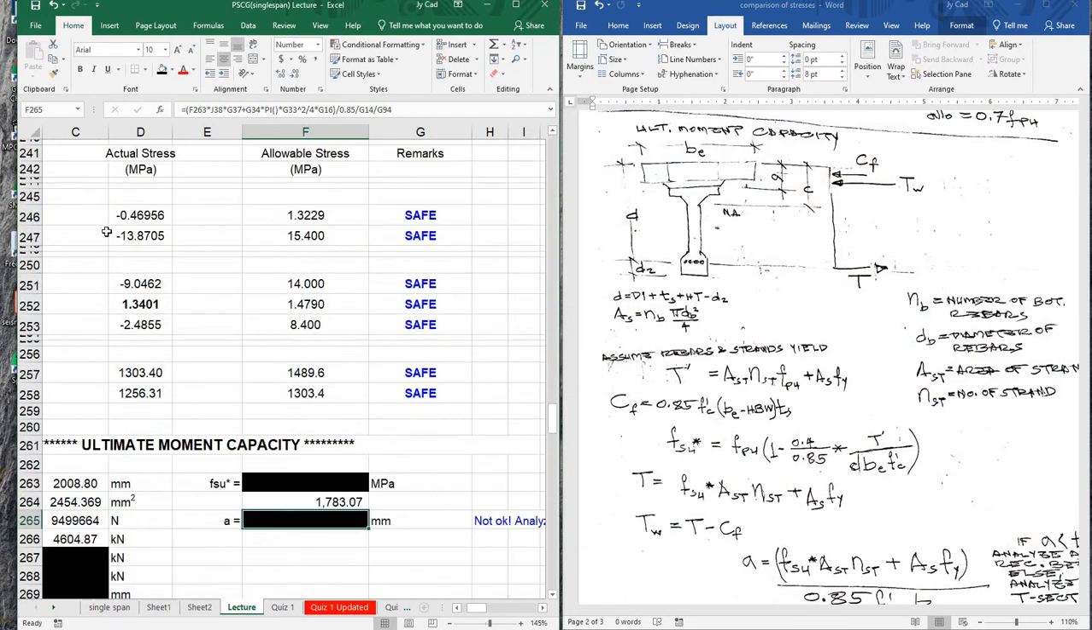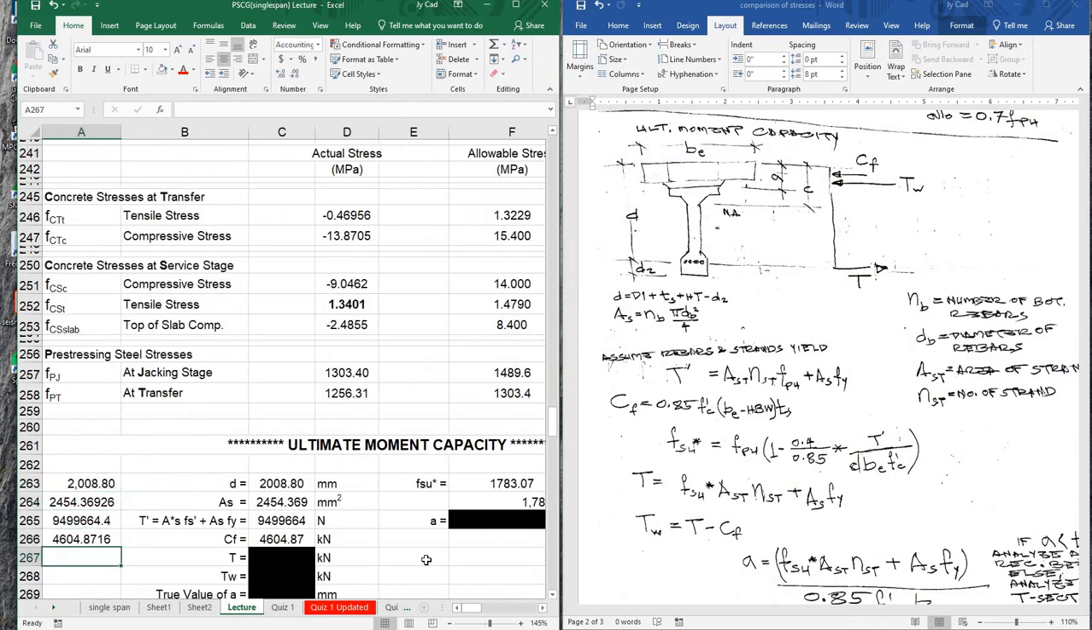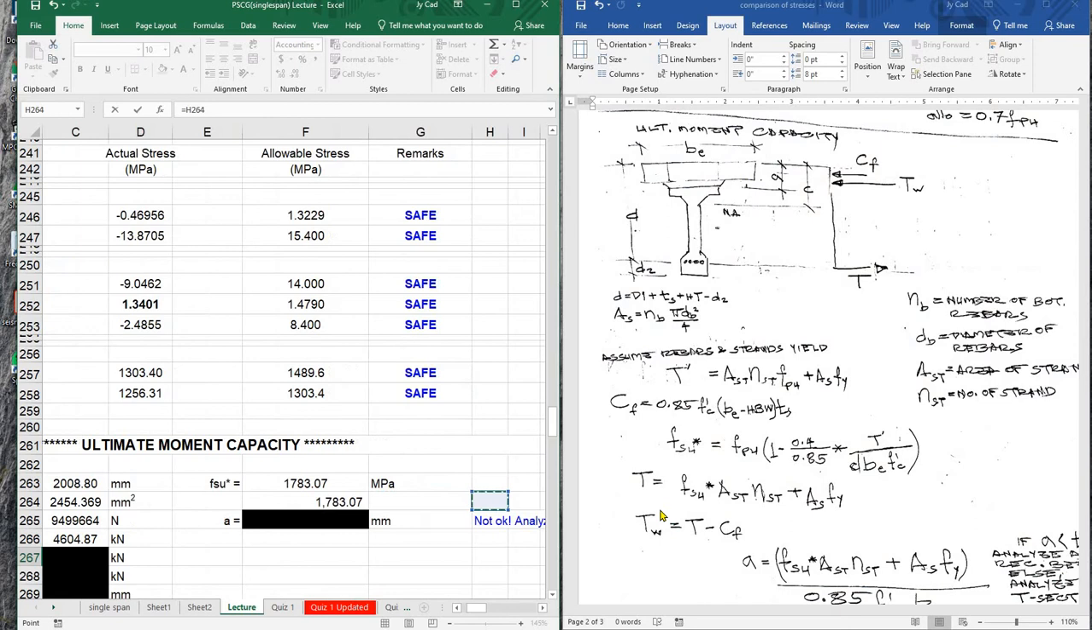Okay, so 1783. So, correct siya. And then, we now compute your capital T. So, here. Equal sign, FSU star. So, I will just click here. Note na si FSU star is already megapascal. You don't have to multiply that by anything.